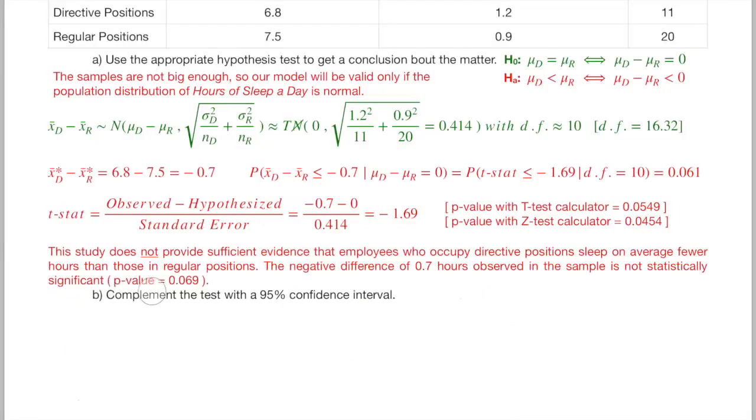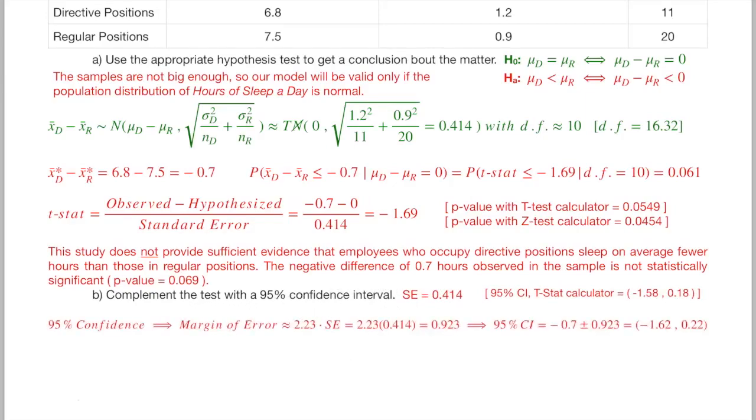Letter B. Complement the test with a 95% confidence interval. We have already calculated the standard error. It is 0.414. For 95% confidence, we need a margin of error of 2.23 standard errors. This multiplier is sensibly different from that in the normal model, which would be approximately 2, because here we are working with only 10 degrees of freedom, so the t-distribution is sensibly different from the normal.